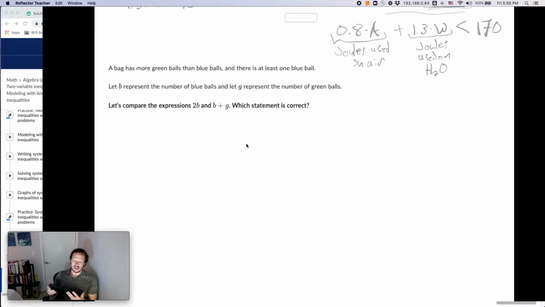A bag has more green balls than blue balls, and there's at least one blue ball. Let B represent the number of blue balls, and G represent the number of green balls. In this problem, we're being asked to write the equations, and we have no numbers to work with.